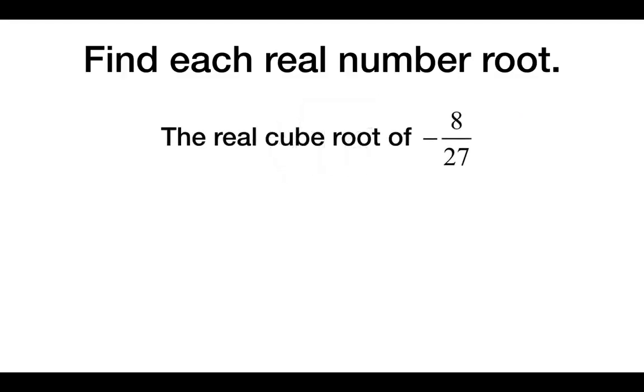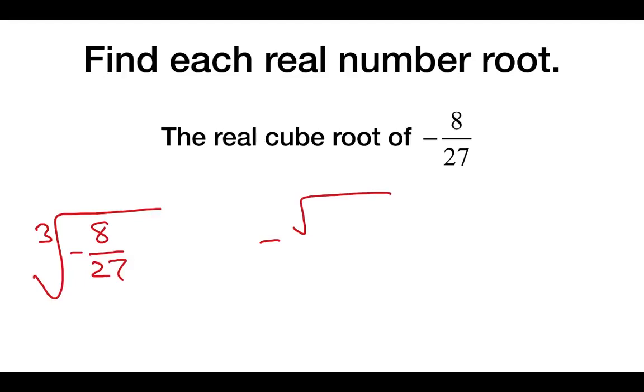All right, now let's try this one. If I did the real cube root of negative 8 over 27, that's a negative. Let's redo that. That would be the same as negative cube root of 8 over cube root of 27. The cube root of 8 is 2. Cube root of 27 is 3. So negative 2/3.